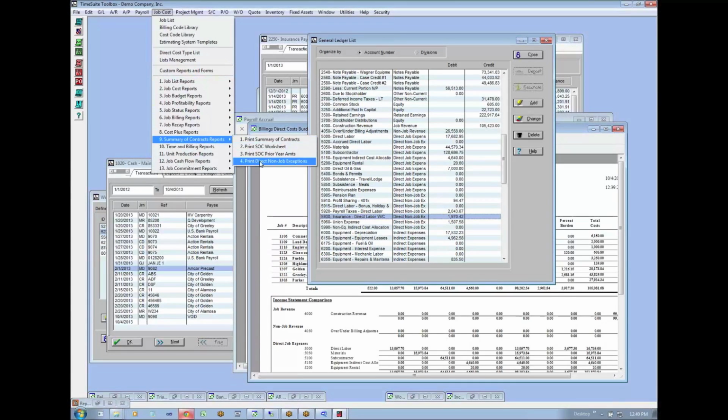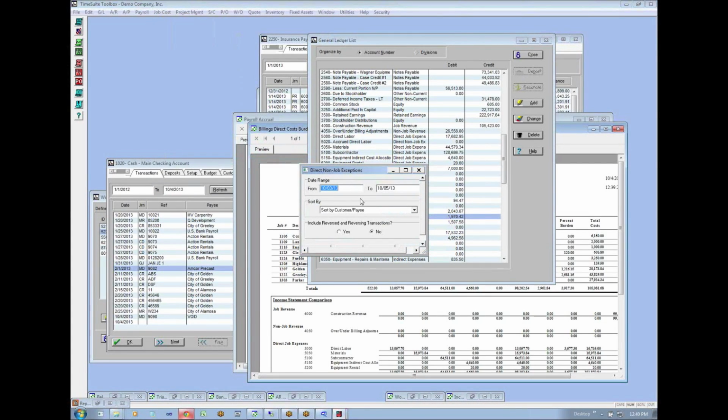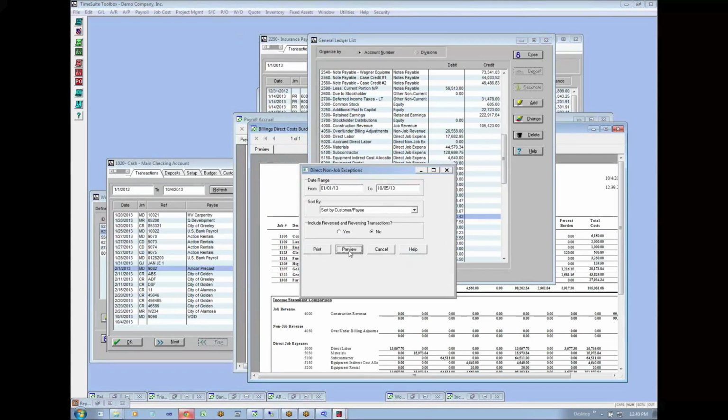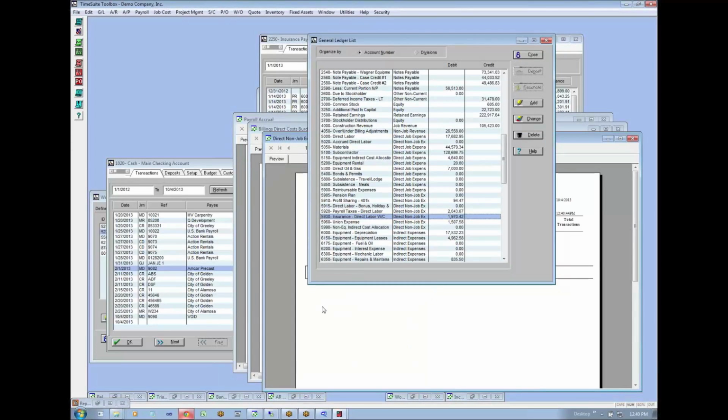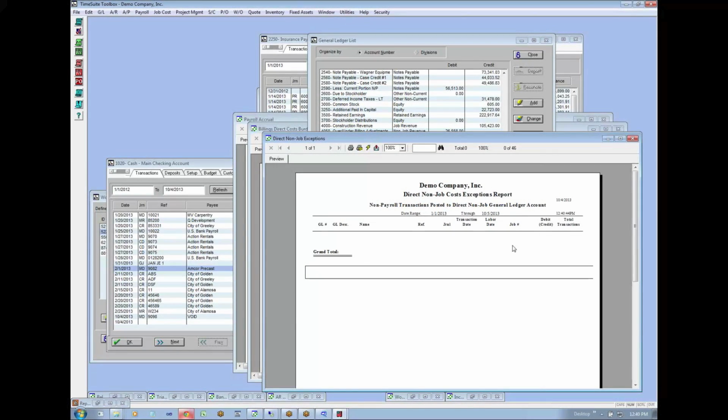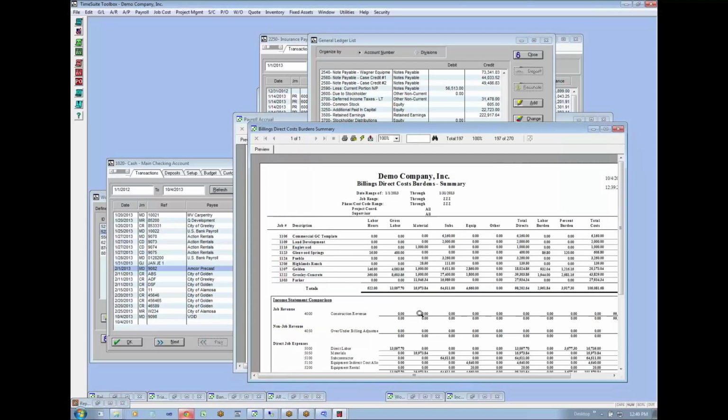If I come over here to summary of contracts, I can print my direct non-job exceptions and let's click preview. And if I'm off, it'll typically show up in there, direct non-job exceptions, okay? So it'll show there, and anything in there should come out. And you can do a support call, and we'll tell you how to do that and why, and explain it further if we need to.